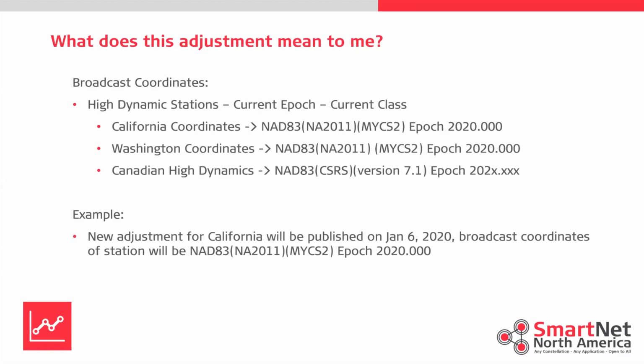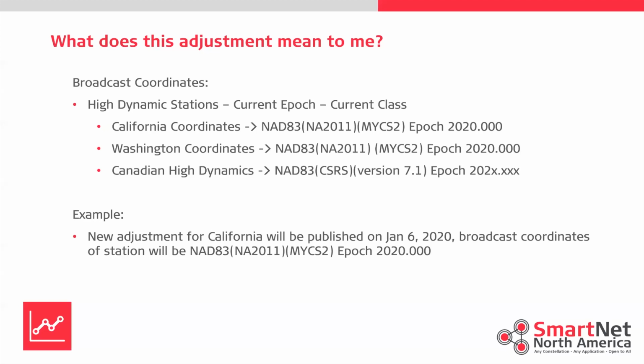In our high dynamic areas in California, we will be moving from EPOCH 2019.750 to EPOCH 2020, again from MYCS1 to MYCS2. You probably won't see quite as dramatic a difference in California as you could in some other areas, amazingly enough, simply because the velocity fields and velocity models in California are relatively dense to begin with. So we don't expect gigantic changes because we just did one literally right at 2 weeks ago. Washington will be moving from EPOCH 2018 to EPOCH 2020, again, MYCS1 to MYCS2.